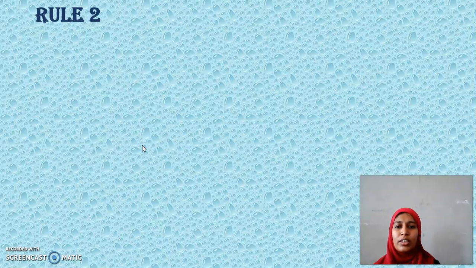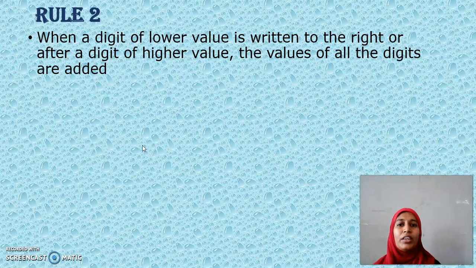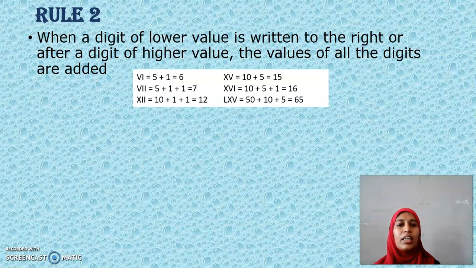The second rule is when a digit of lower value is written to the right after a digit of higher value, the values of all the digits are added. To understand this rule, let us see some examples. For example, if I write V and I, it means 5 plus 1. That is, 1 is added to 5.